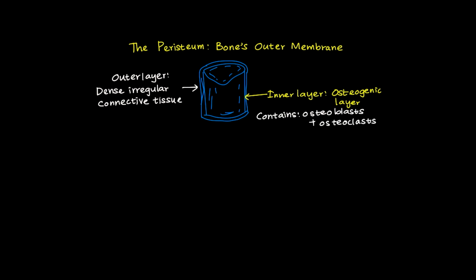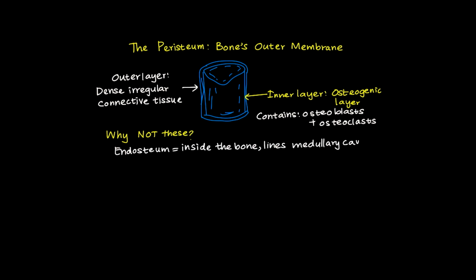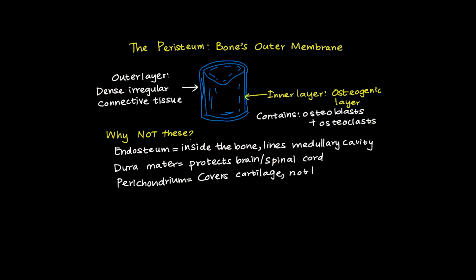The endosteum is on the inside of the bone, lining the medullary cavity. A surgeon cutting from the outside wouldn't hit it first. The dura mater protects the brain and spinal cord, not long bones. The perichondrium covers cartilage, not bone.